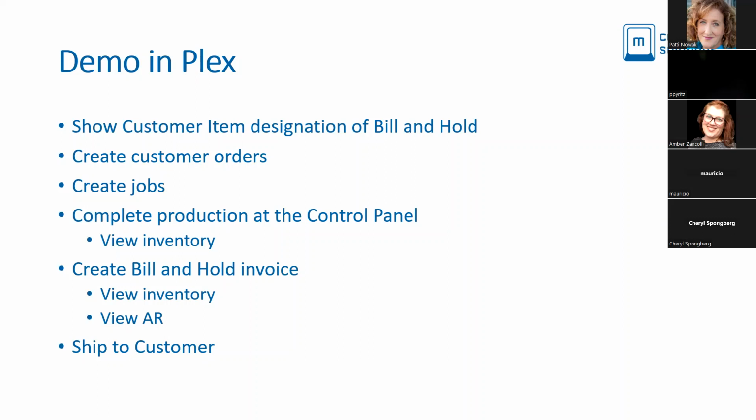Now we'll get into our demo. For our live demo, I'll show you the configuration of customer items as Bill and Hold parts. Again, you'll hear me using those terms, parts and items, pretty interchangeably. We'll create a sales order, jobs linked to our order, and we'll complete production at the control panel. Then we'll create our bill and hold invoices, and we'll review inventory along the way so that you can see the changes to container status at steps of that bill and hold process. We'll take a look at the invoice and then ship to our customer.